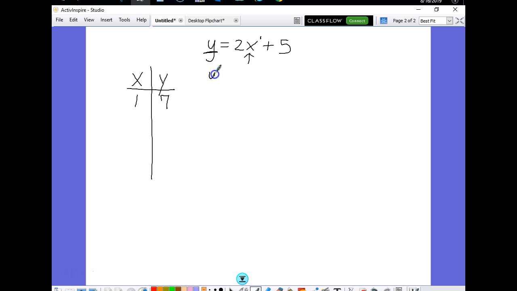So if you're not seeing why, I'll show you. She decides she's going to be 1. 2 times 1 is 2. 5 plus 2 is 7. So the guy says, "I'll be 7. I'll always keep my promise." Okay?